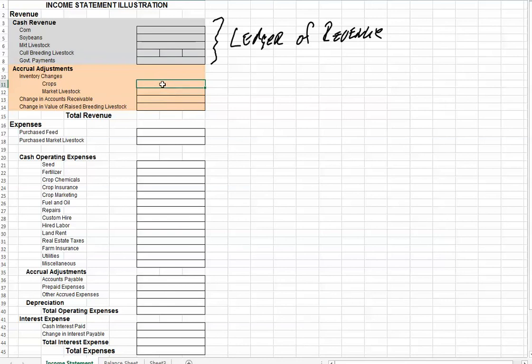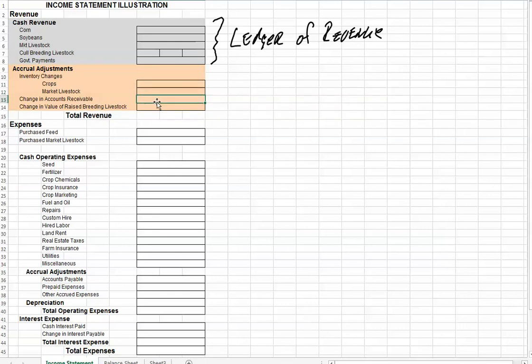What would go for crops right here would simply be a sum of all the changes in all the crop inventories. Now, if you wanted to have more detail, you could list the crops underneath here, but conventionally, you've got that detail in the chart of accounts, so why do you need it in the income statement? So you would sum all here. You would sum all your market livestock here. The same exact thing goes for accounts receivable.